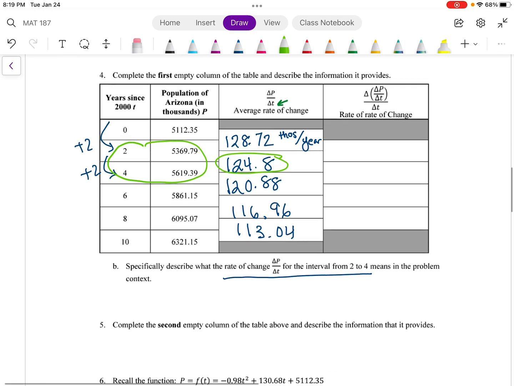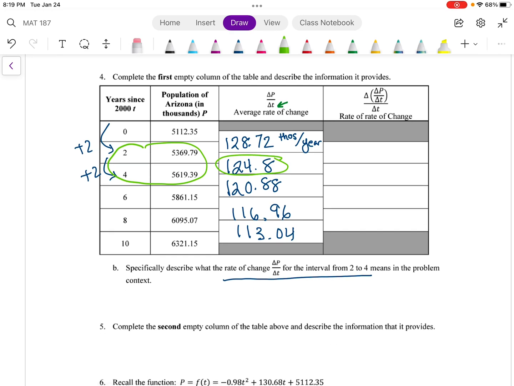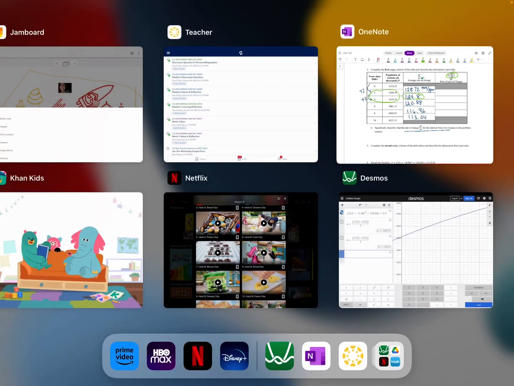All right, now we want to find sort of this, almost, it's like the rate of the rate. So notice we're going to find the difference between our rates of change and then divide it by our change in time. So I'm going to do this for the very first box.